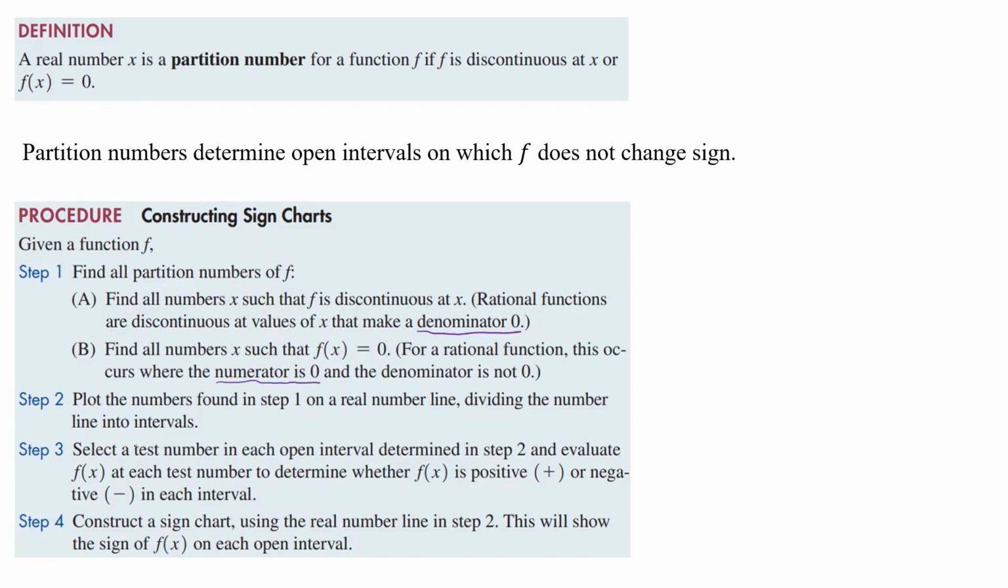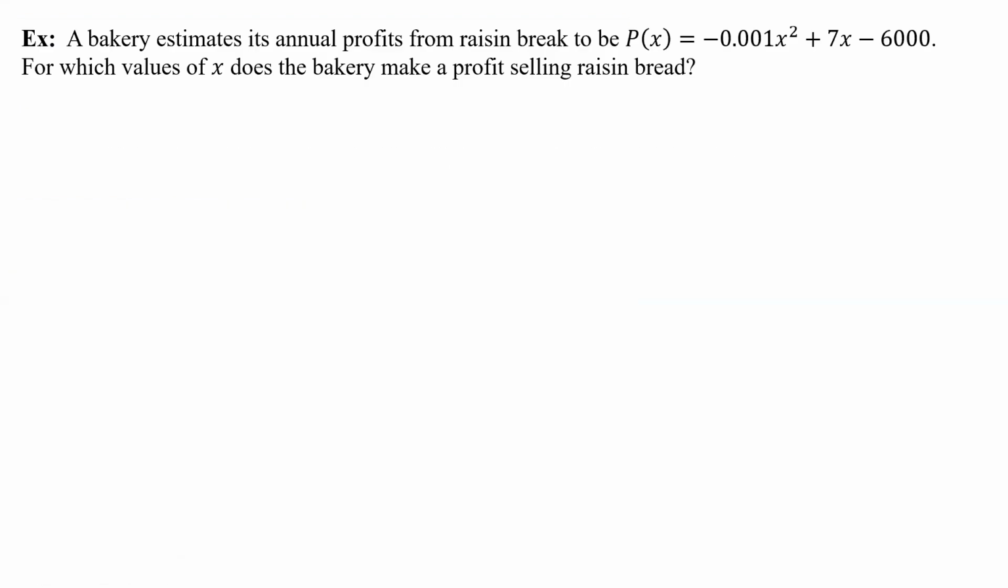And then we're going to plot the numbers found in step 1 on a real number line like we did before, dividing the number line into intervals. We're going to select a test number in each open interval determined in step 2, evaluate whether each sign is positive or negative, and then construct a sign chart to determine which intervals fit what we want. So again, this is going to be more of an application type problem.